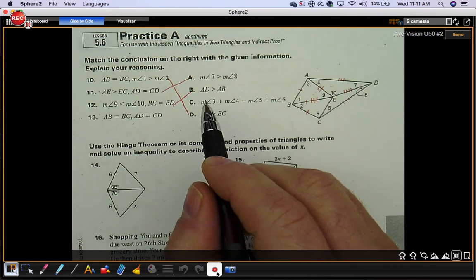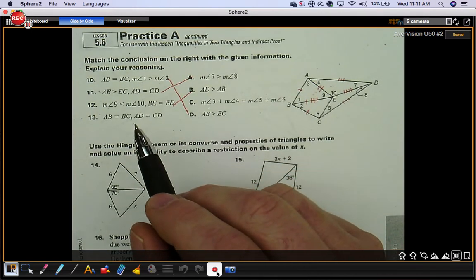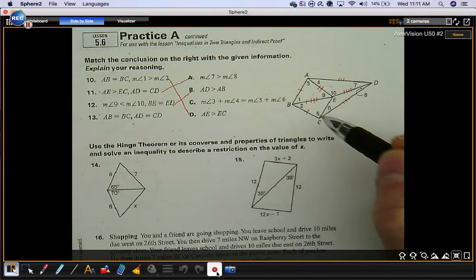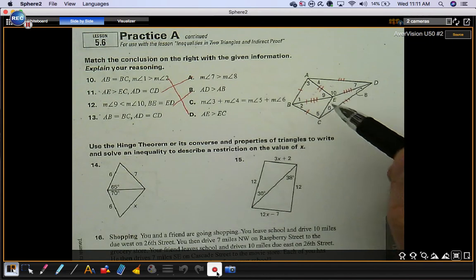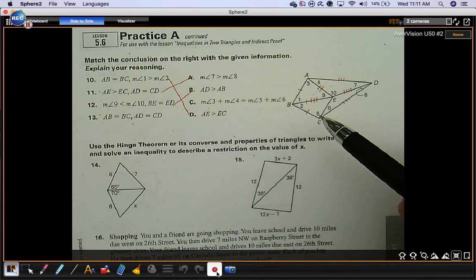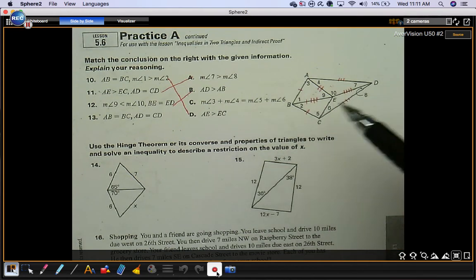This last one is obviously going to go with this one. Let's just make sure it makes sense though. A to B equals B to C. So we got that. A to D is equal to C to D. So we got that. What do we know? Well, we got two pairs of congruent segments.